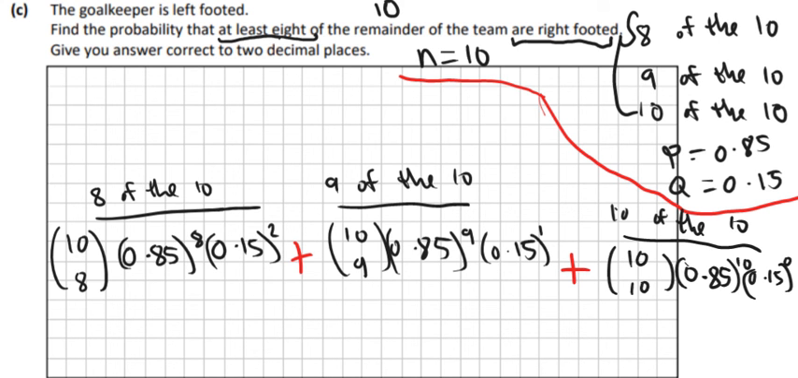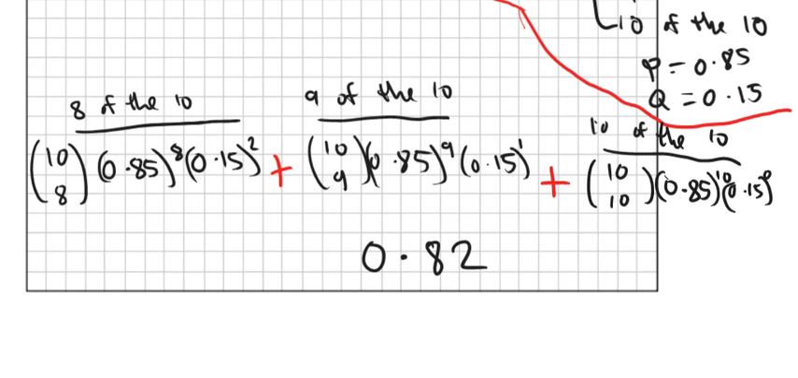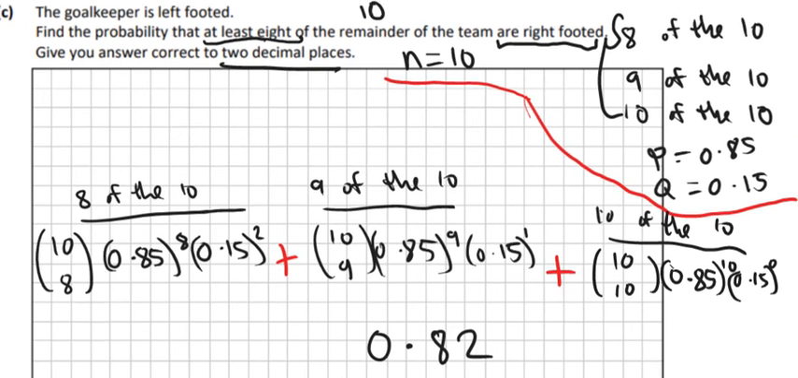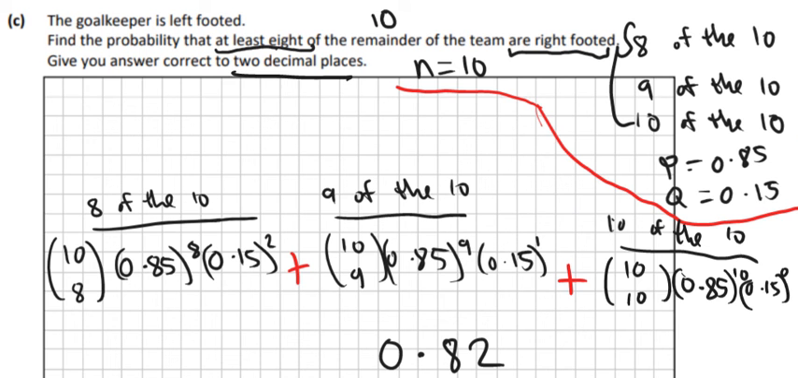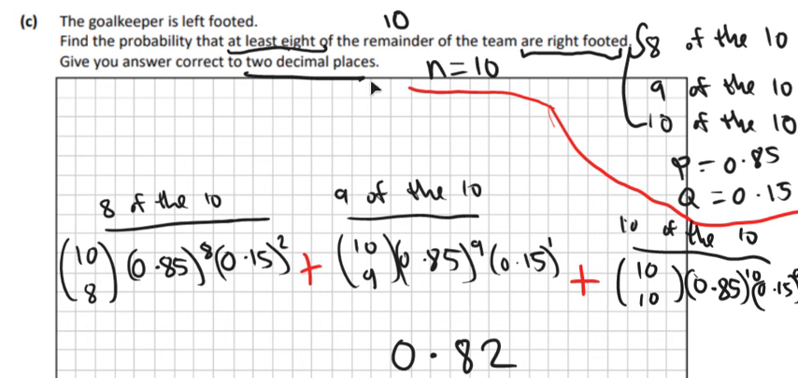Yeah, so when you do all that, you should get 0.82. They wanted the 2 decimal places again, so 0.82. And then that's it. So it's all that Bernoulli trial probability formula for question 1. So that's all of the question then.